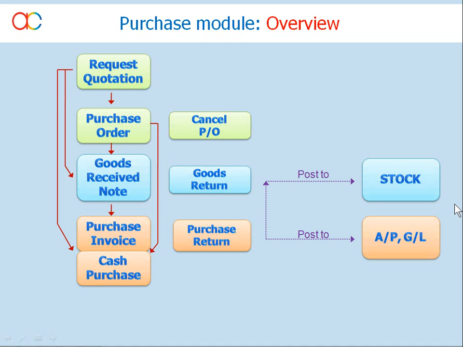Purchase module provides a complete set of purchase documents, and it is fully integrated with the stock, AP and GL modules, which means whenever relevant, a transaction in the purchase module will automatically update the entries or reports in the stock, AP and GL modules. By default, transactions of goods received note and goods return will be posted directly to the stock module. Purchase invoice, purchase return and cash purchase will be posted to the stock, AP and GL modules.